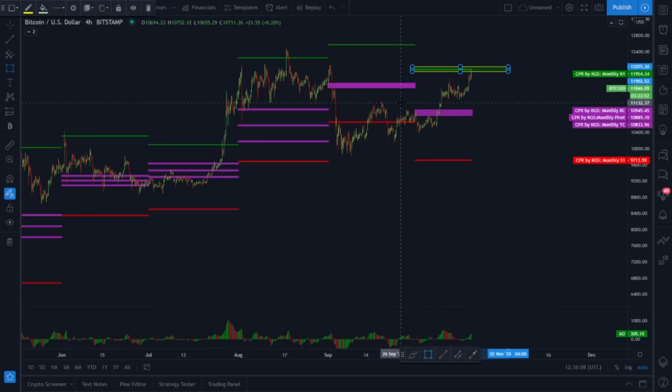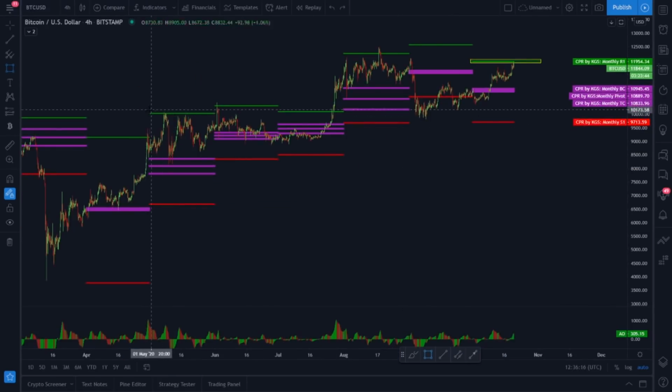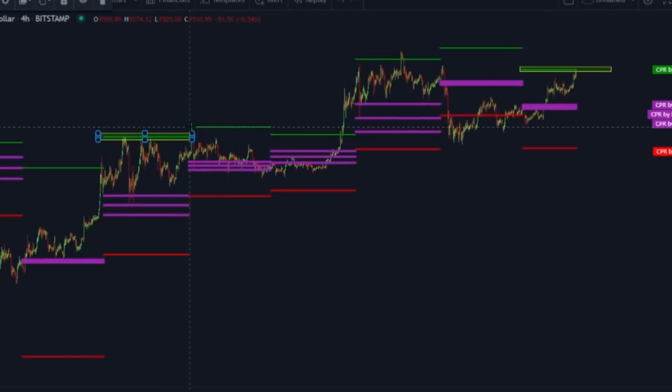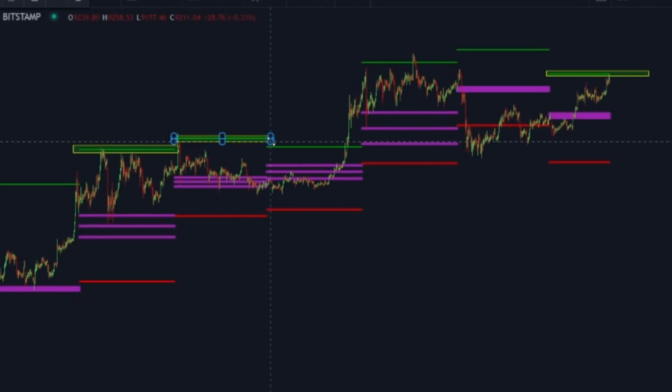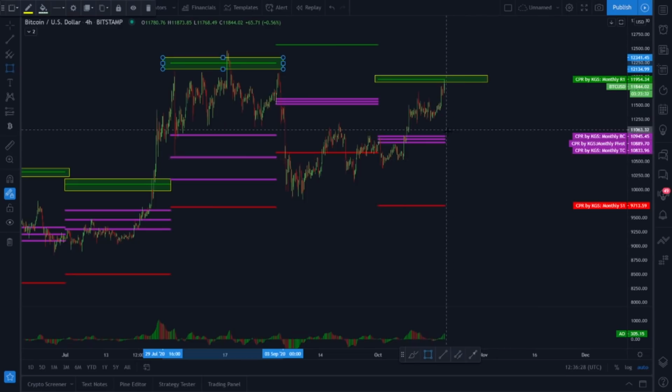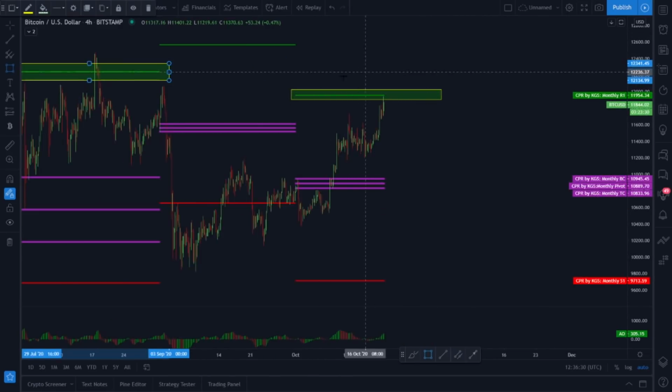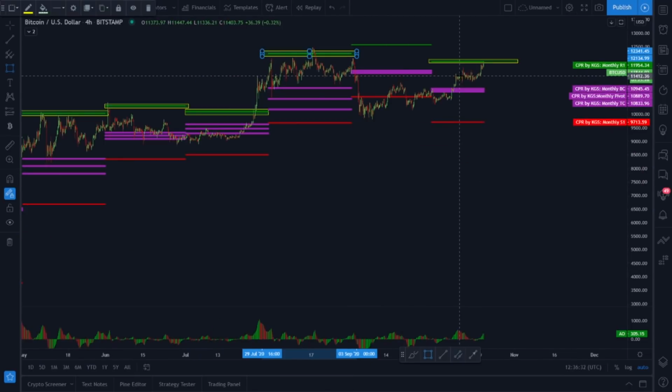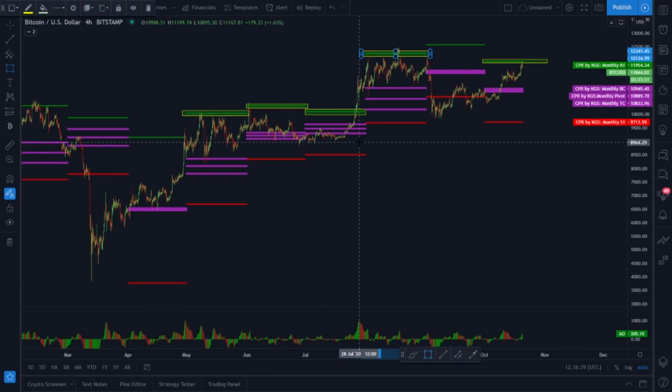I told you in many videos, in many cases price always tends to get gravitated towards the monthly R1 level, and you can see in many cases, except September, the price always came to the monthly R1 level. And look at this right now, guys, this is pointing out that the price of Bitcoin has already fulfilled its monthly CPR target area. So what to expect next?